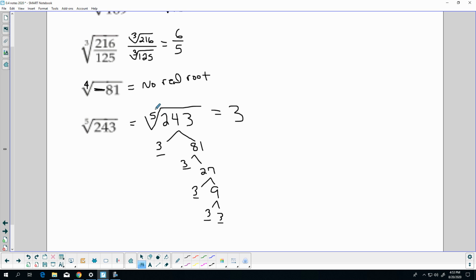And that index of 5 tells me they need to be put into a group of 5. That's why that index is important. It tells how many are in each group. And only one from a group makes it out, and that's why it's 3.